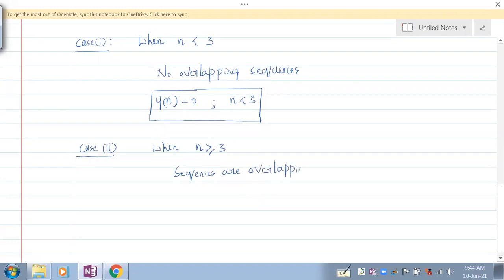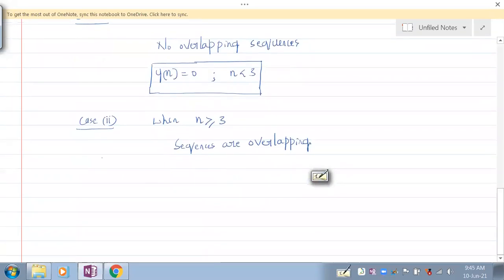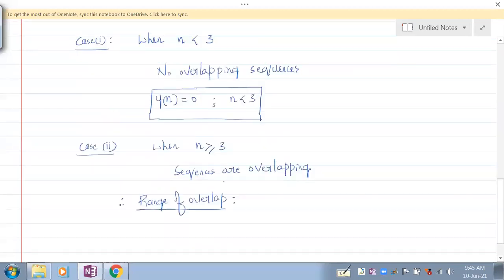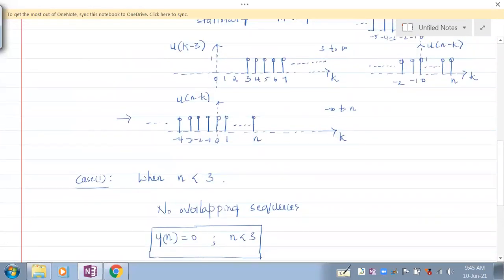Sequences are overlapping is fine. Now, what is the overlapping range? Therefore, range of overlap. If you say yes, there is an overlap, then in what range are the signals overlapping? Can you tell me that? From where to where would the signals be overlapping?